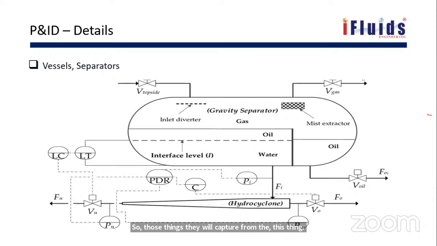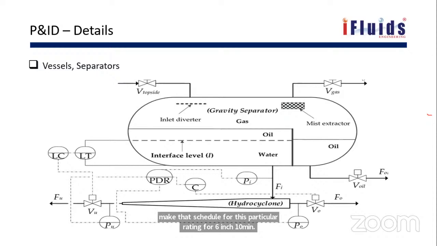And that piping team will give the piping material spec. So we will give the operating condition to them, and they will give the rating. We will be doing some calculation, right? So I will say 6 inch. For 6 inch, what thickness do I need to take? So the piping engineer will make that schedule for this particular rating, for 6 inch, 10 inch, 12 inch, 24 inch. This is the thickness, and they will give all those details. Okay. So after that, the PNID will be prepared.